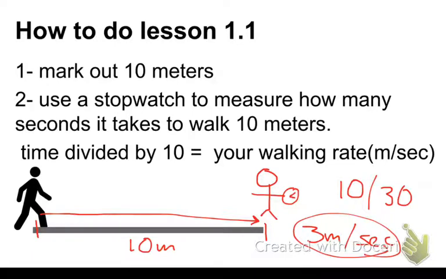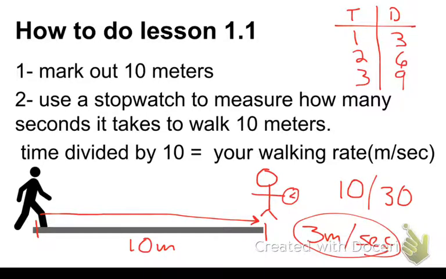And once you find your constant rate, you'll be able to make a table similar to the one that we created before, where we have time and we have distance. And you're going to have for every 1 second, for example, you'd go 3 meters. At 2 seconds, you'd go 6. At 3 seconds, you'd go 9, and so on. And then when you graph that, you should get a straight line, or something close enough to it.